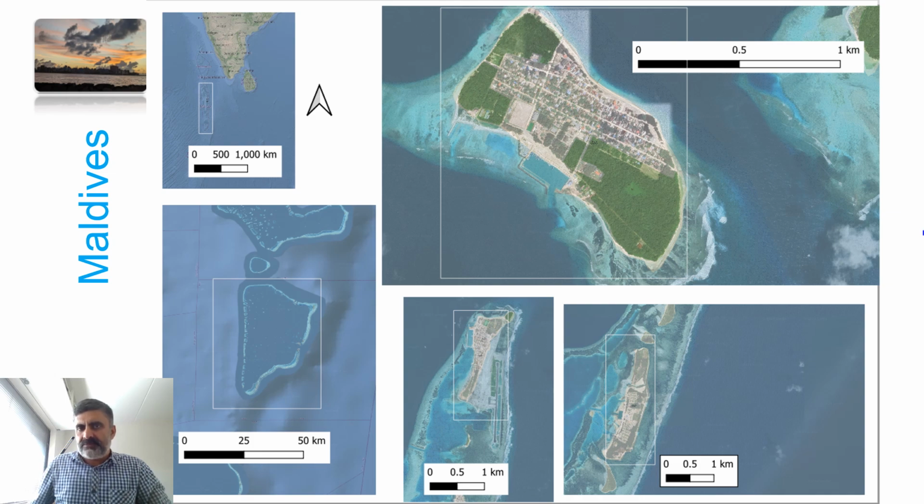Next, look at the maps of the three islands on the right. Most of the outer islands in the country are super small, but they are also densely populated.